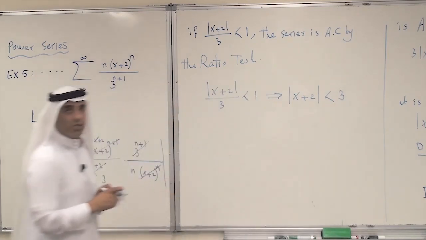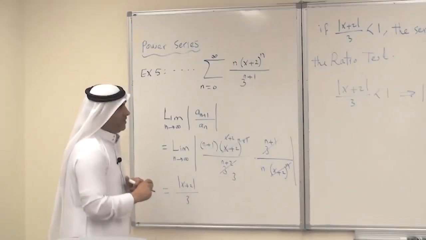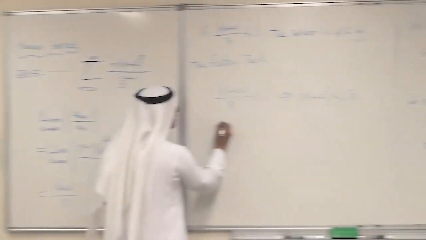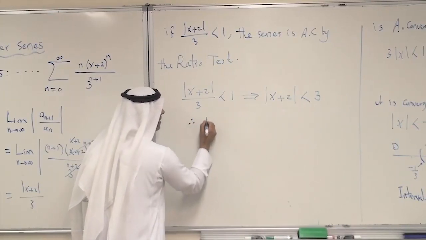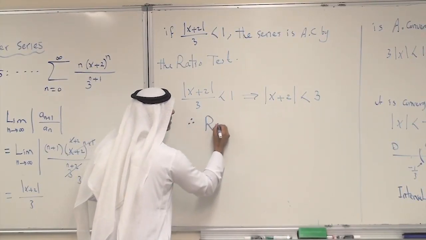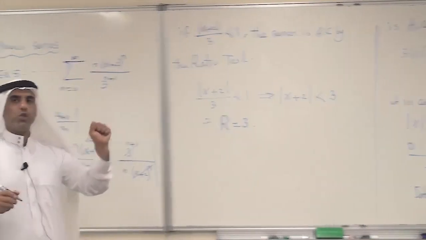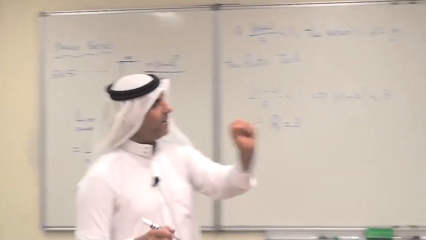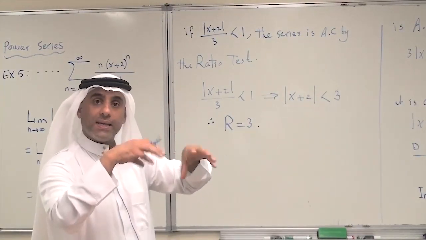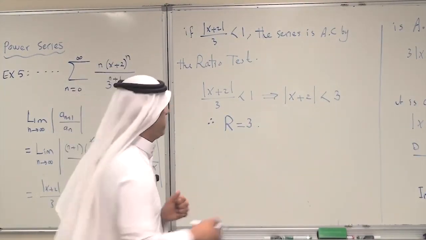So what is the conclusion now for the radius of convergence? This implies from here we can read the radius of convergence. The radius of convergence R will be equal to 3. Okay. So it means from -2, I can move 3 units to the right, 3 units to the left. I am still inside the interval of convergence.